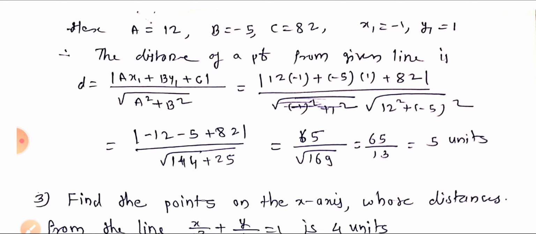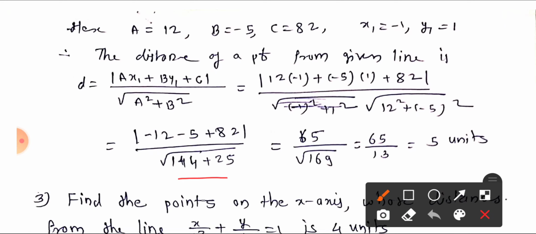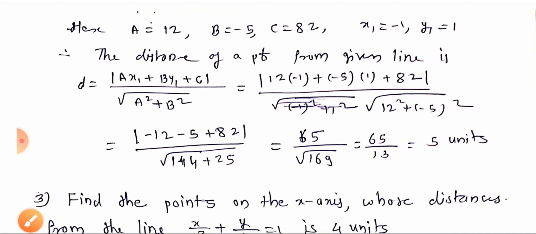So this is equal to, numerator is minus 17 plus 82 is 65 by root 169. This sum is equal to 169. So that is equal to 65 by square root of 169 is 13. So 65 by 13 is 5 units, which is the required solution. That is the distance d from the given point to the given line.